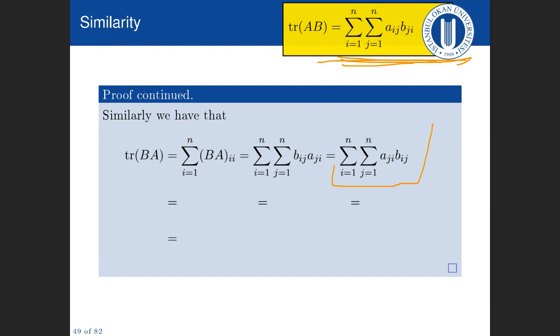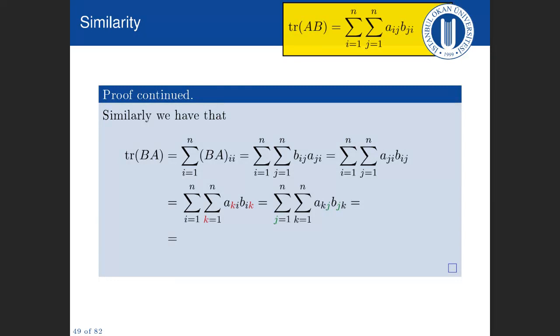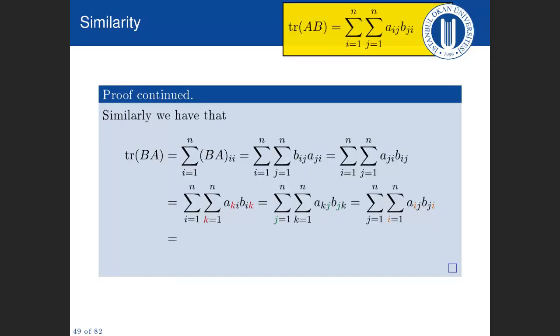And it's just a case of renaming the indices. First, let's replace all of the j's by a k, and then replace all of the i's by j, and then replace all of the k's by i. And then we get exactly what we want. We get Aij Bji, which is the same as the trace of AB.